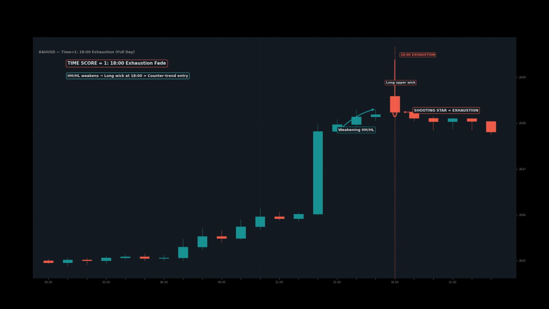The 6 p.m. gate is used to close existing positions or add a small counter-trend fade only if you already have profit buffer. Do not initiate new directional positions at 6 p.m. as a standalone strategy. The exhaustion signal is for management, not entry.